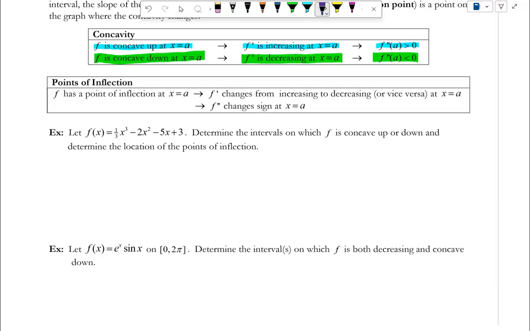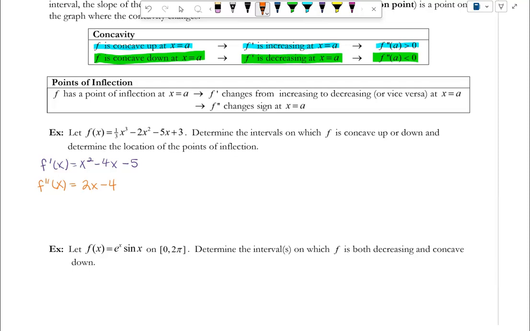To do that, I need my first derivative. So f prime of x is just x squared minus 4x minus 5. And then I need to find my second derivative, and that's going to be 2x minus 4. Similarly, I want to look for where my second derivative equals 0 or where my second derivative is undefined. This is really similar to how we find critical values. In fact, these are sometimes called hypercritical values. AP doesn't use that language though. They will call these candidates for points of inflection.